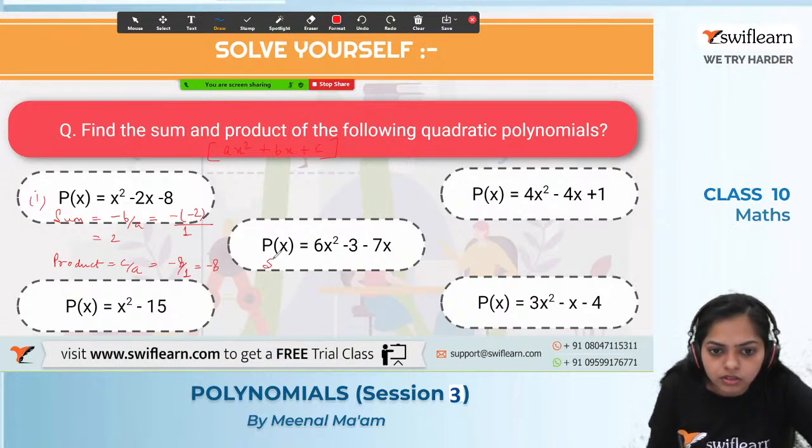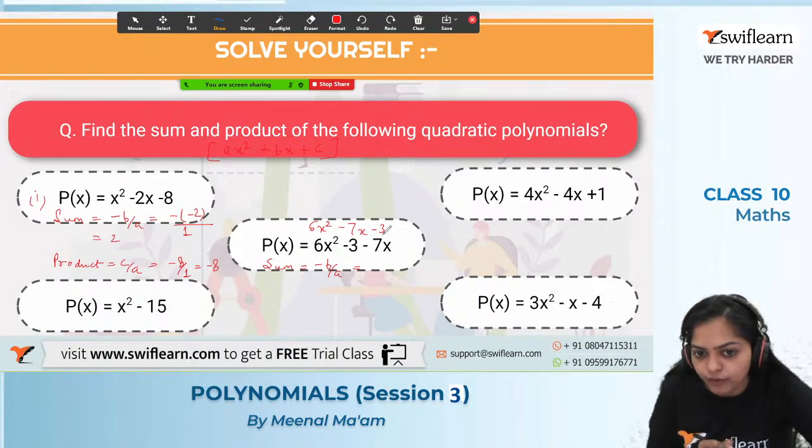So now, sum is minus b by a. And here, what is b? See, you have to write it like this. You have to assume it like this: 6x square minus 7x minus 3. This is actually the general form, ax square plus bx plus c. Alright, so here minus b, where b is minus 7, upon a, which is 6. So what will you get? Sum is equal to 7 by 6.